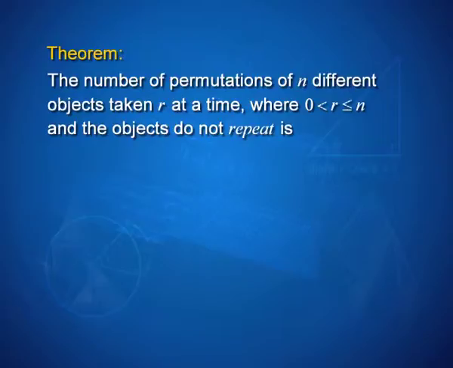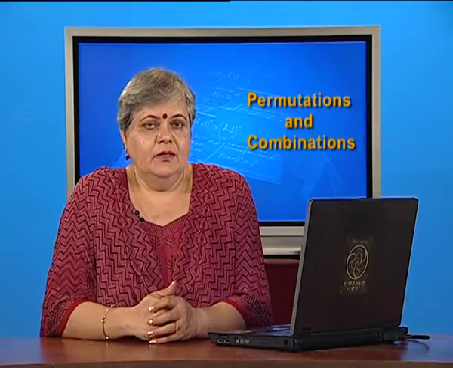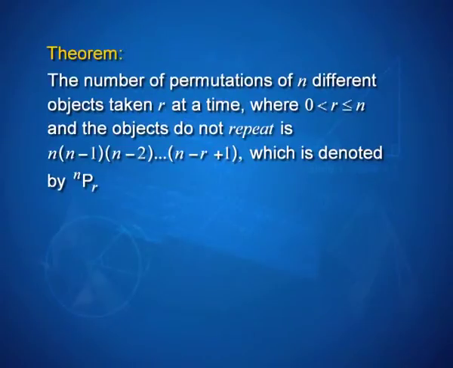The result said that the number of permutations of n different objects taken r at a time, where r is greater than 0, less than or equal to n, and the objects do not repeat, is the same as n into n minus 1 into n minus 2 up to n minus r plus 1, denoted by nPr, and this also can be written as n factorial by n minus r factorial.